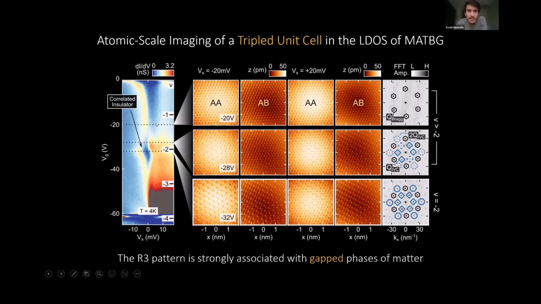So taking images in the Van Hove singularity in the gapless region, we find that the graphene lattice is seen in both filled states and empty states, and the FFT of these regions shows only the Bragg peaks of graphene, the top layer of graphene.